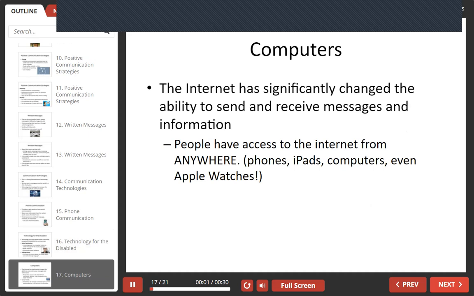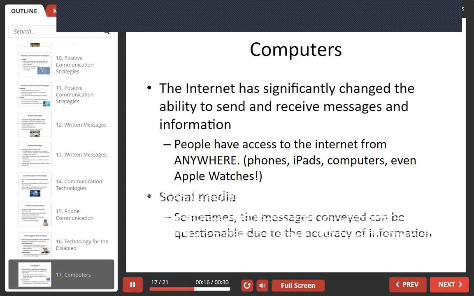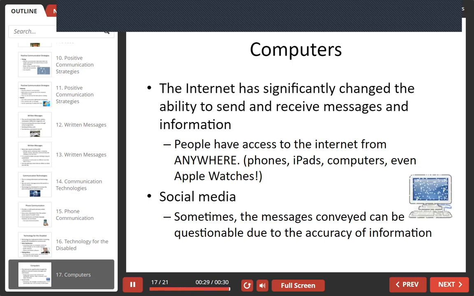The internet has significantly changed the ability to send and receive messages as well as information. People have access to the internet from anywhere, whether it would be from phones, iPads, computers, and even Apple Watches. Social media messages can be conveyed, but are questionable as well due to the accuracy of the information. So it's very important to look up sources and credible information.